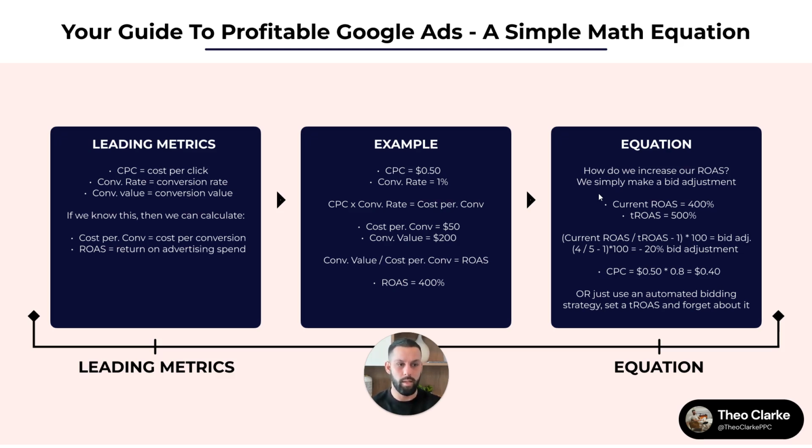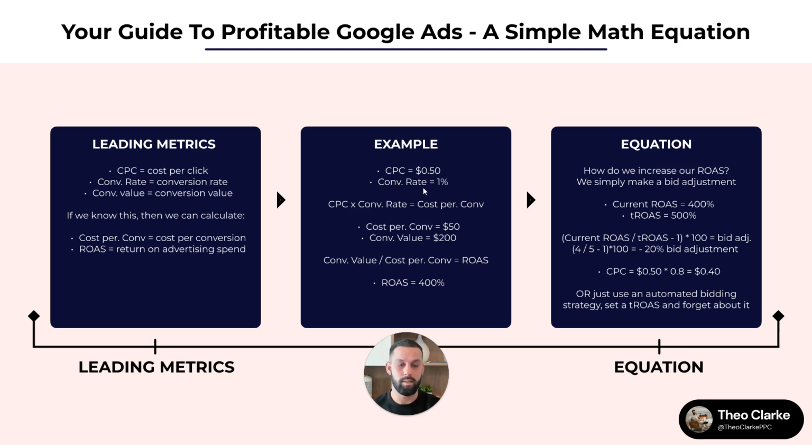How do we increase our return on ad spend? Well, it's simple. All we need to do is make a bid adjustment, because our return on ad spend is dictated by our CPC, our conversion rate, our cost per conversion, and our conversion value. If we assume that our conversion rate is fixed at 1% and our conversion value is fixed at $200, because that's the price of the product that we're selling, then the only variable that we can control as a media buyer inside of a Google ad account is the CPC.